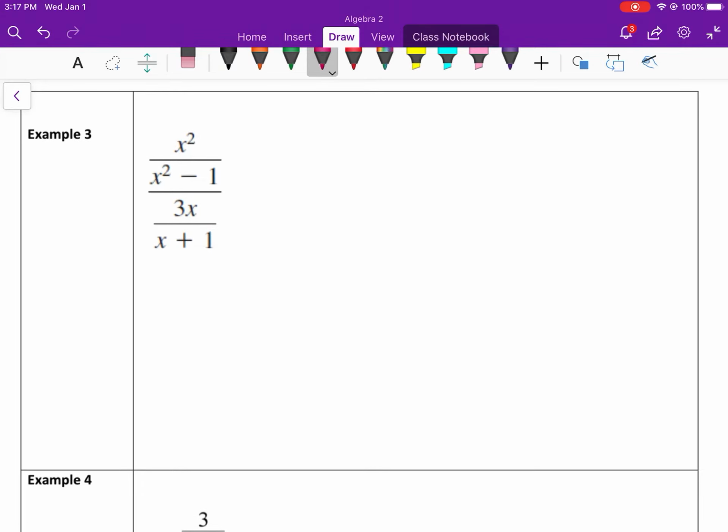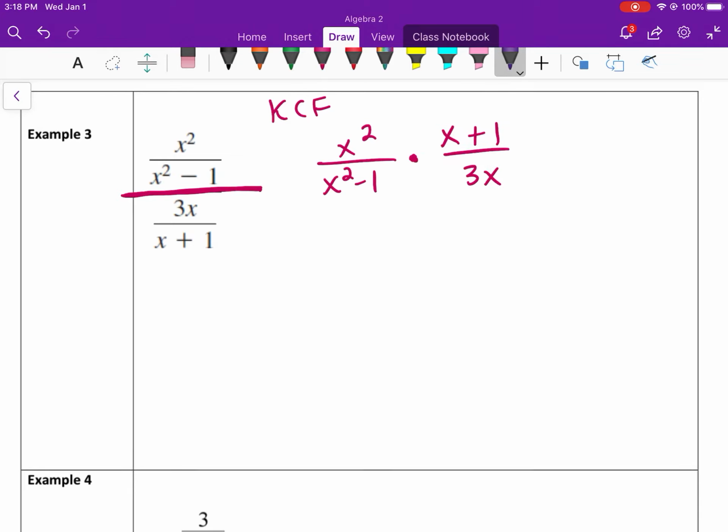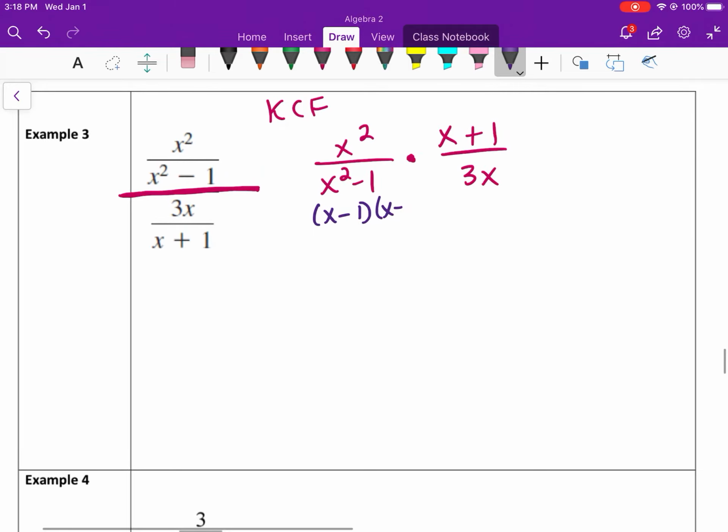Now this one's set up as just a nice fraction divided by another fraction. So this one I'm just going to do the keep, change, flip. So I'm going to keep the first fraction the same, change this division, this fraction bar, into multiplication, and then flip the second fraction. And then you remember, multiplying fractions, we have to factor anywhere. So x squared minus 1 is x plus 1 and x minus 1. So I can factor that. And x squared is like x times x. So you can factor that piece.